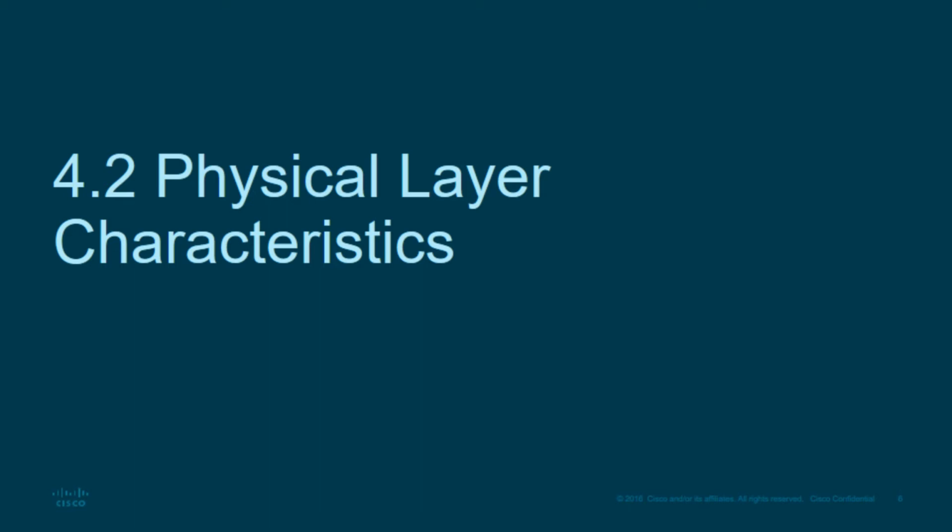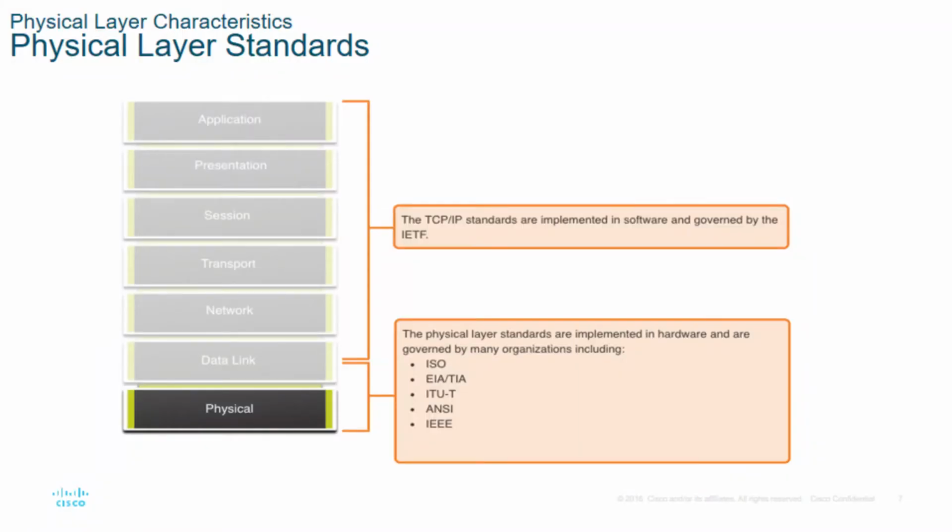Now, physical layer characteristics. In the previous topic, you gained a high level overview of the physical layer and its place in a network. This topic goes a bit deeper into the specifics of the physical layer. This includes the components and the media used to build a network, as well as the standards that are required so that everything works together.